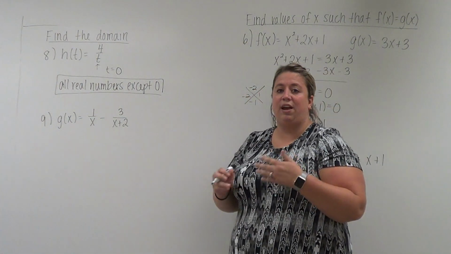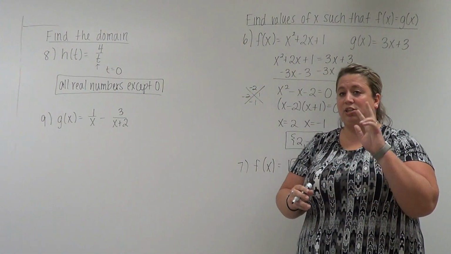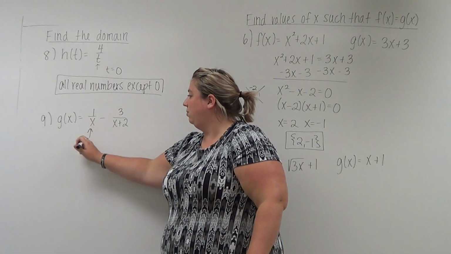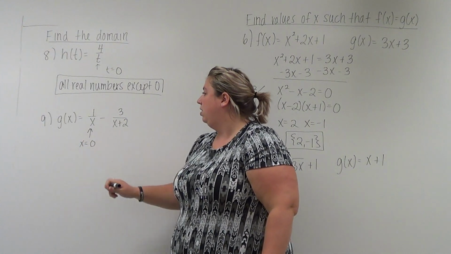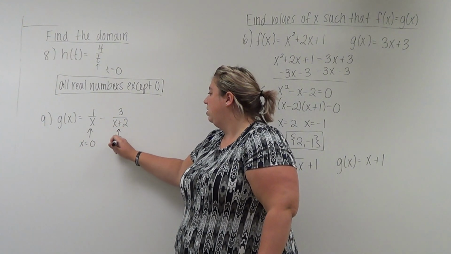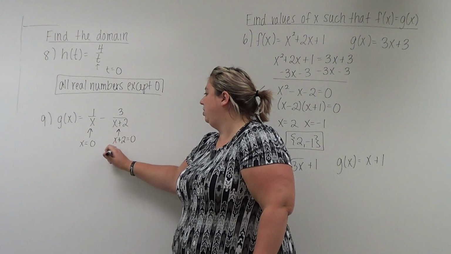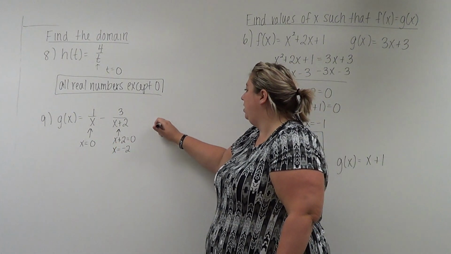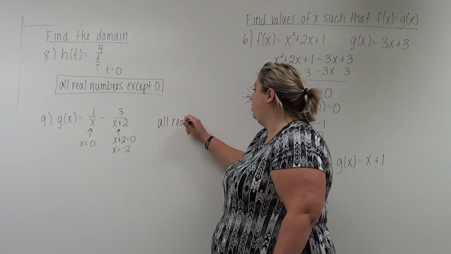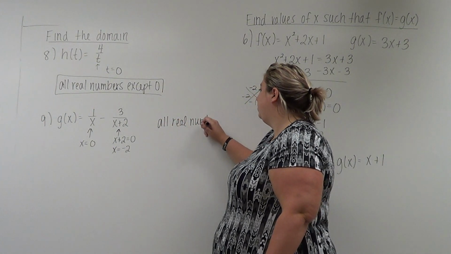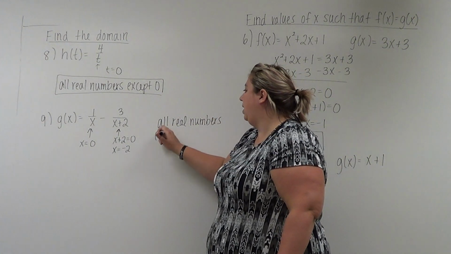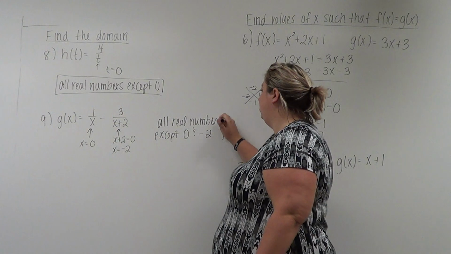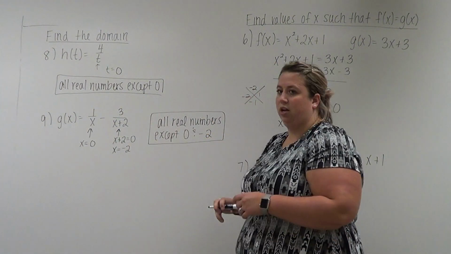Okay, number 9. What do I do when I have two fractions? Well, if you have two fractions, that means you have two exceptions. So this first one's easy, because that would just be equal to 0. X plus 2. If I set that equal to 0 and solve, I'm going to get negative 2. So if I'm finding the domain, this would be all real numbers, except 0 and negative 2. So both of those are not going to work.